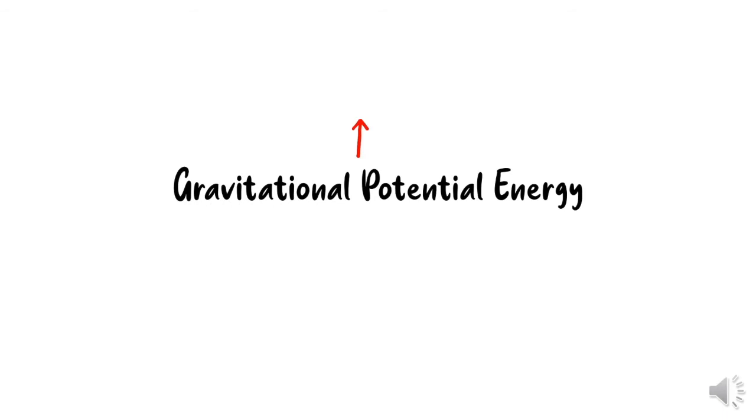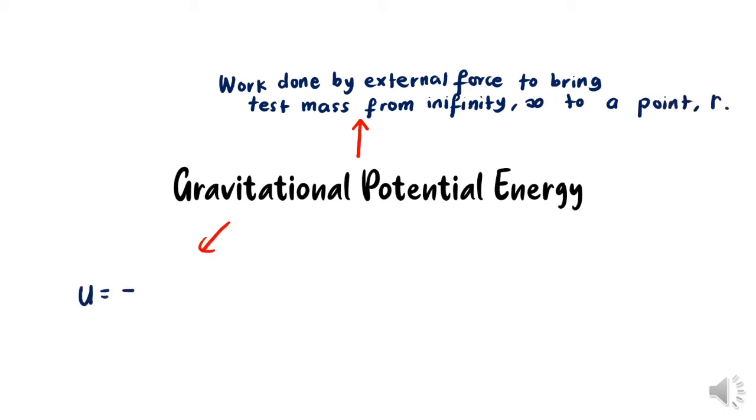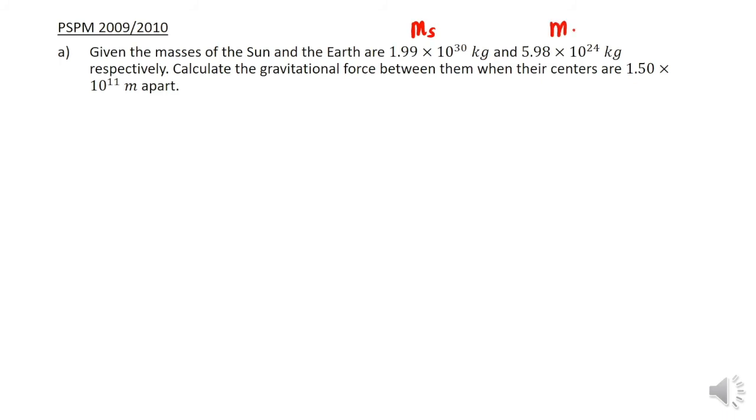Last we talk about gravitational potential energy. It is the work done by an external force to bring a test mass from infinity to a point r. So the equation that we can use to calculate gravitational potential energy is negative GMm divided by r, and the unit is joule. So let's look at the first question.